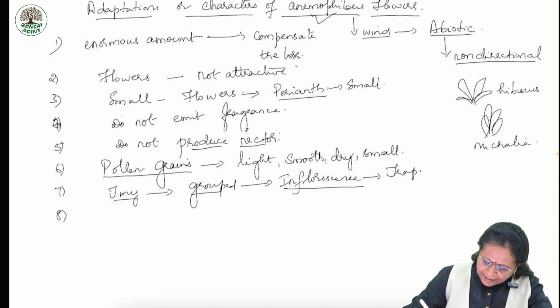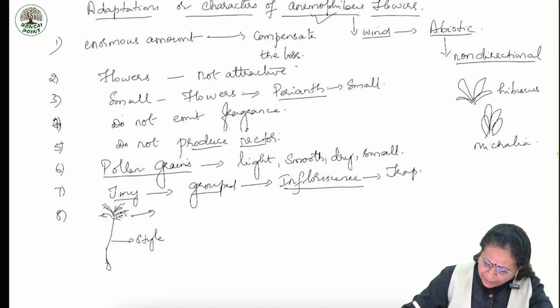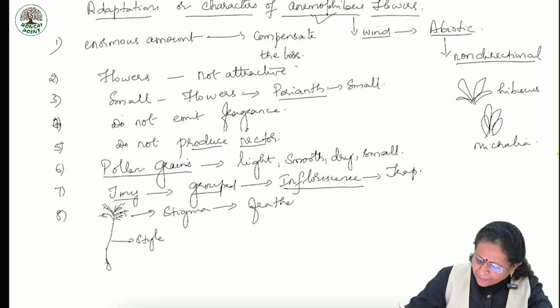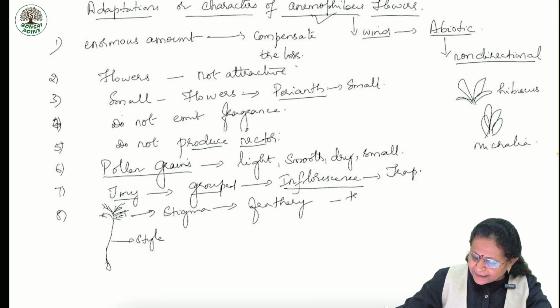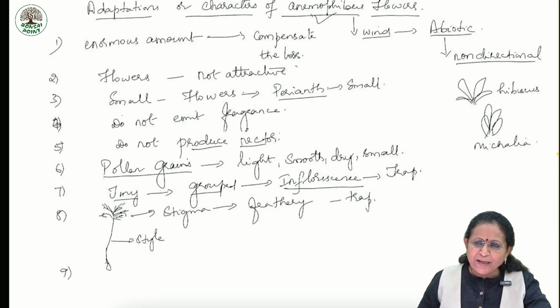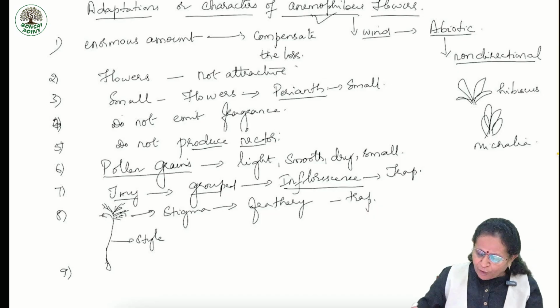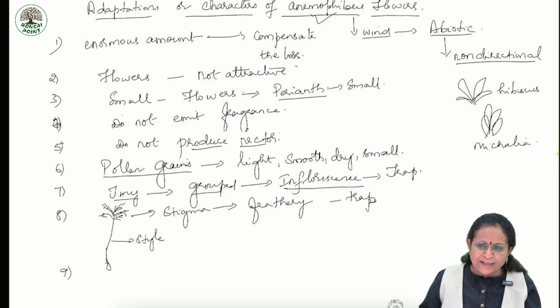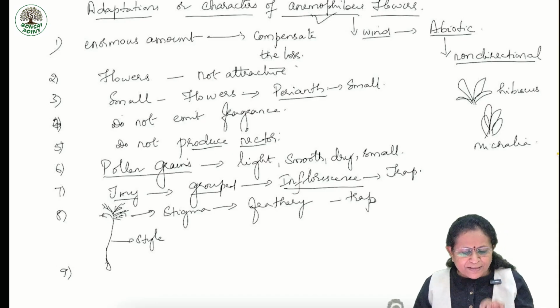Then we see the style long and the stigma to be feathery. This is the style, which is long, and this is the stigma, which appears to be feathery. That is to trap the pollen grains easily. Then the flowers are well exposed, so the pollen can be easily carried away, and if not, they can trap the pollen grains. No other means of attraction we see here.